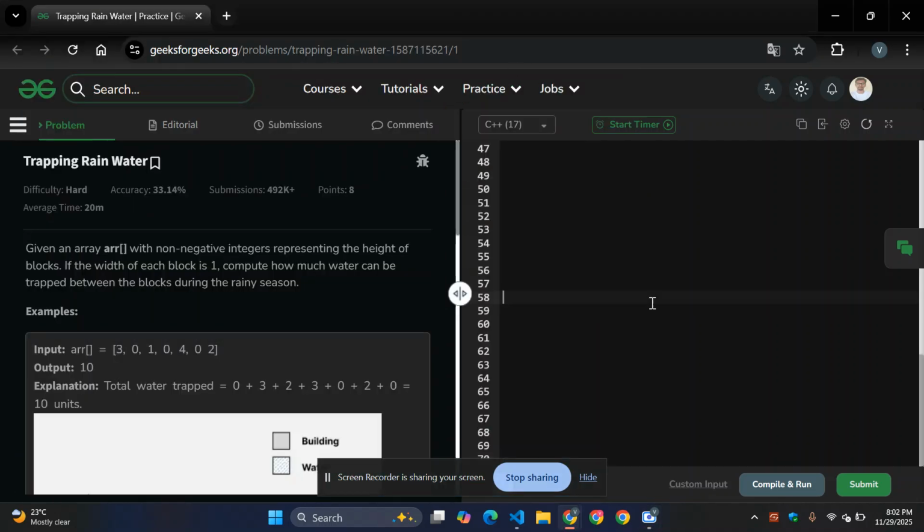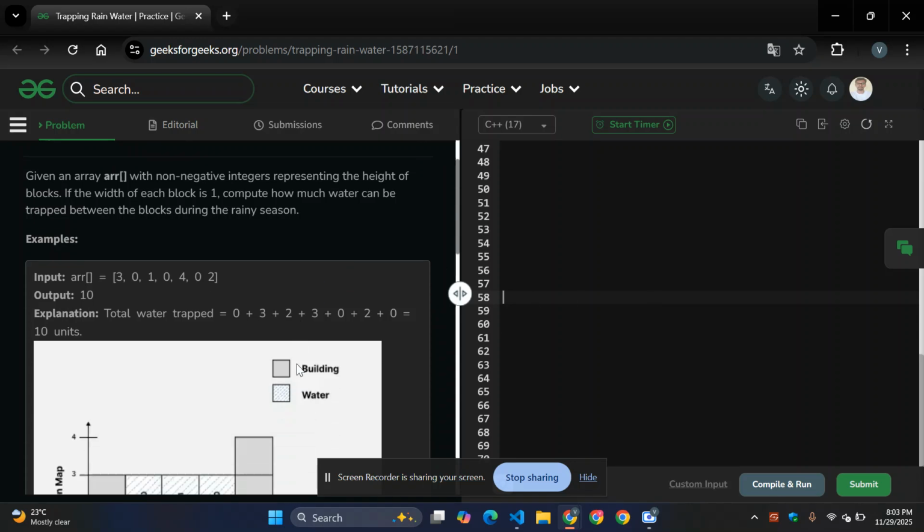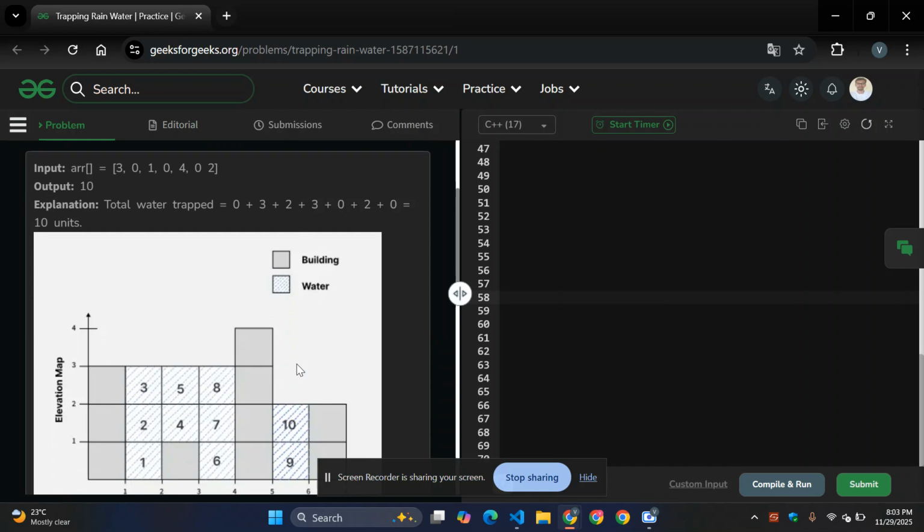Okay, so let's start to solve this problem, trapping rainwater. The question is: given an array with non-negative integers representing the height of blocks, if the width of each block is 1, compute how much water can be trapped between the blocks during the rainy season. Okay, so here is the simple question. We have been given an array with some integers and we have to find the water trapped in between the buildings.